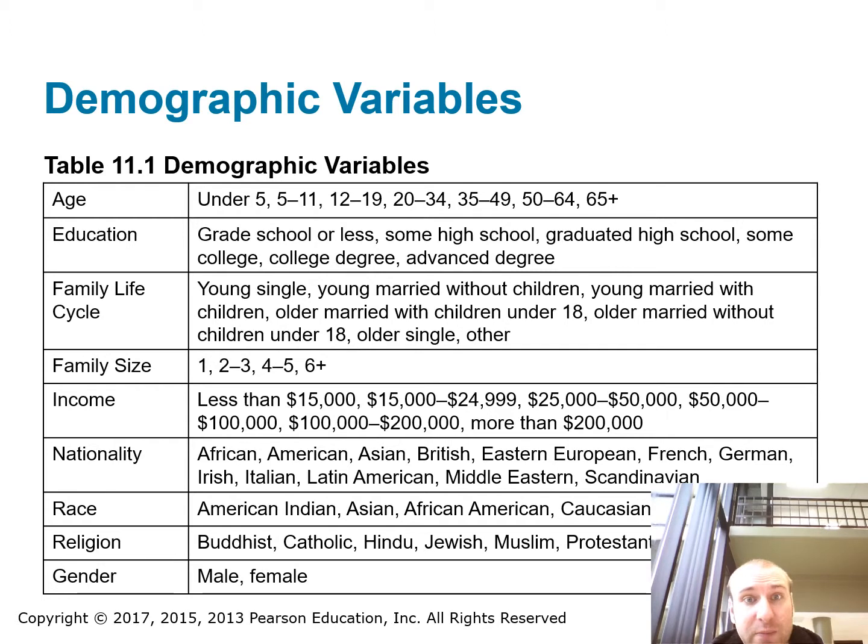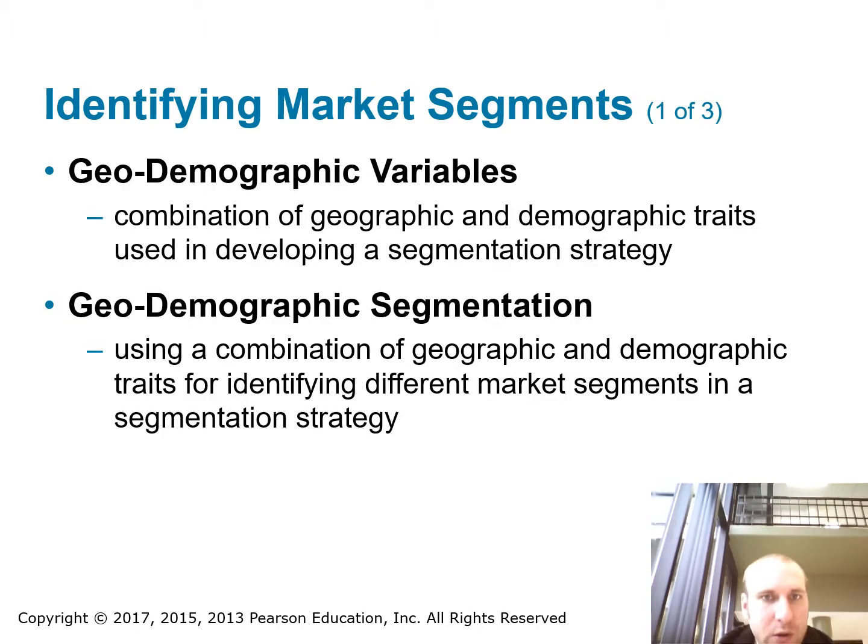These are some examples of different demographic variables: age, education, family life cycle, family size, income, nationality, race, religion, gender. Geo-demographic variables: a combination of both geographic and demographic traits used in developing a segmentation strategy. Geo-demographic segmentation: using a combination of geographic and demographic traits for identifying different market segments in a segmentation strategy.